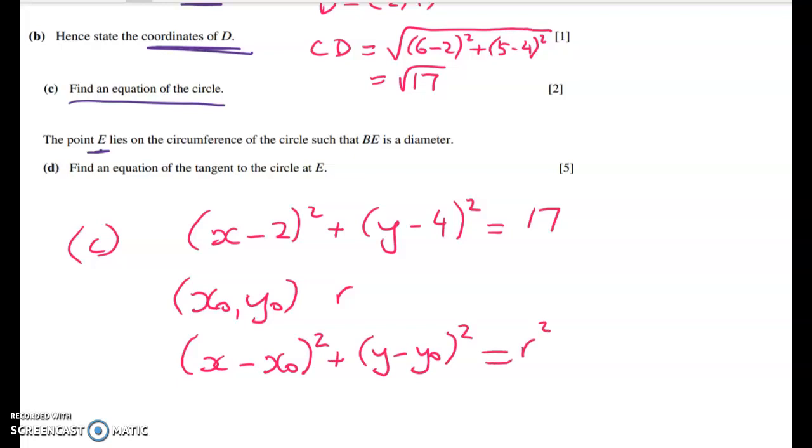Okay, right, now on to D. The point E lies on the circumference of the circle such that BE is a diameter. Find an equation of the tangent to the circle at E. So the first thing that we need to do is find the coordinates of point E.